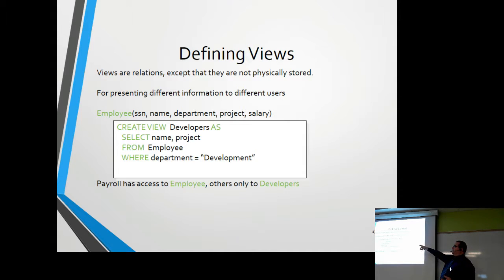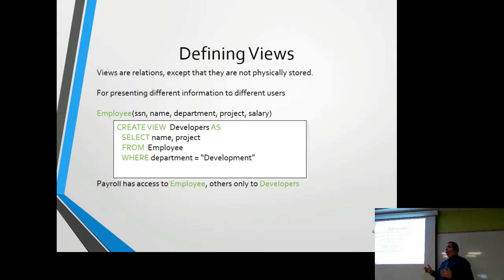you have a table called employee, and there's a social security number, name, department, project, and salary. Let's just say that not everybody's allowed to see people's social security number. We're not going to let the shifty guy that comes to work with holes in his pants look at your SSN. Good plan. So we'd create a view, and let's say we call this one developers. People that have access to the view called developers would only see the employee's name and project, and only the people that work in development.